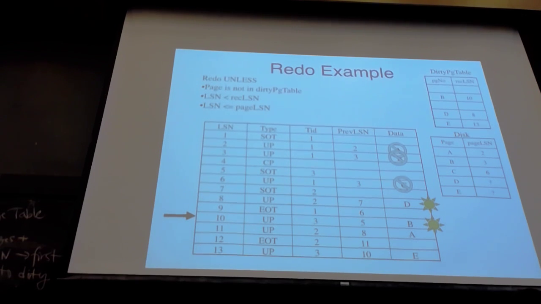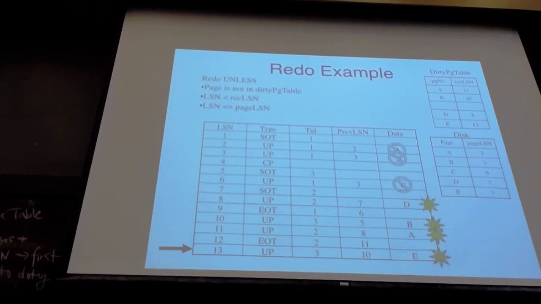We do the same thing for B. When we read B, we put it back in the dirty page table. Similarly for A, and similarly we check E and we have to reapply it. Okay, so now the kind of cool thing is if you look at this dirty page table after we've done redo, in fact now the dirty page table exactly matches the state of the dirty page table at the time of the crash. So we've exactly got the system back to where we were just prior to the moment of the crash. Okay, and now all's well, and we can do our undo pass.